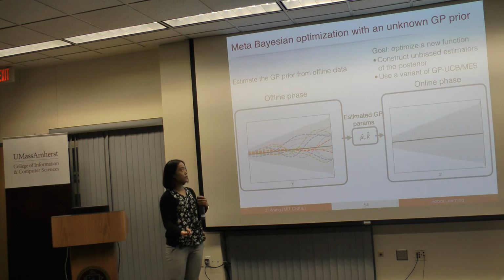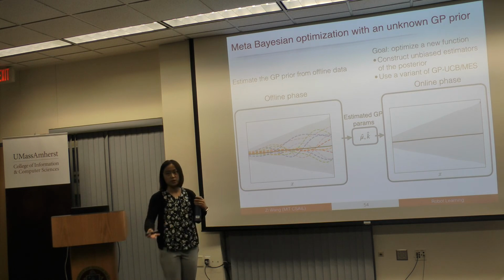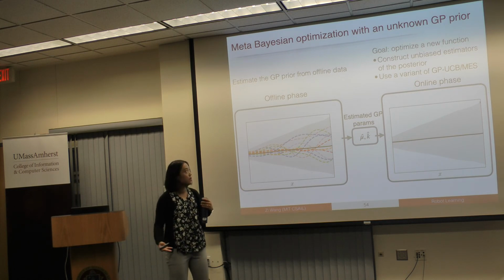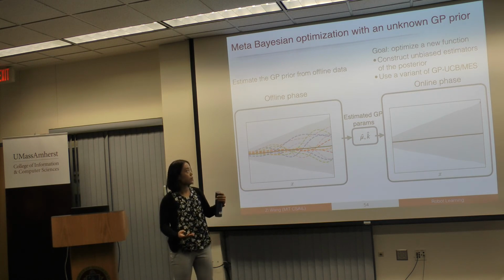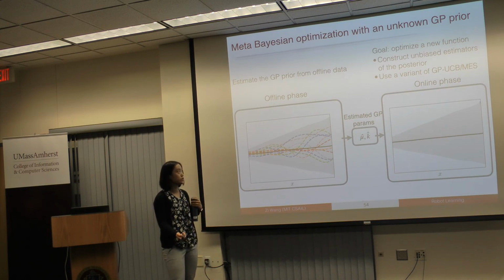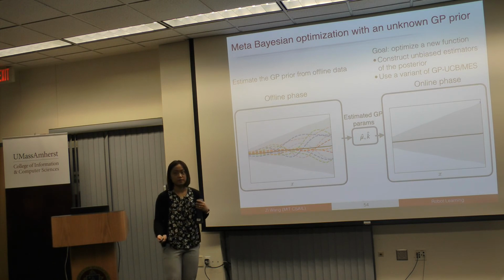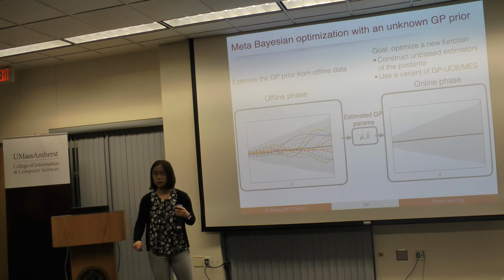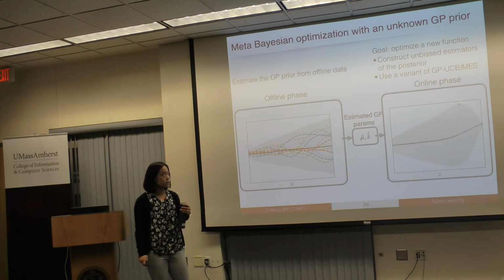Once we get the prior, in the online phase, our goal is to optimize a new function. We can use this prior to construct unbiased estimators of the posterior, and then use a variant of the acquisition functions we've seen earlier. They can keep doing this until finding a global optimum.